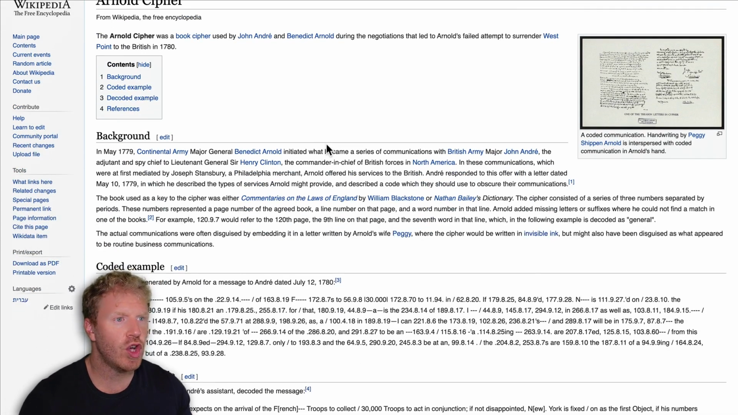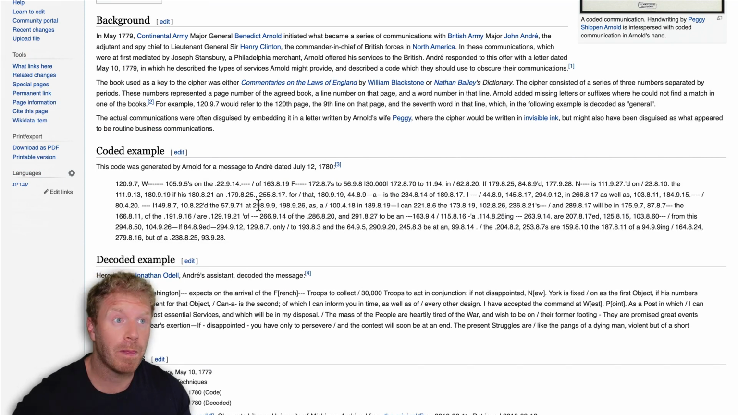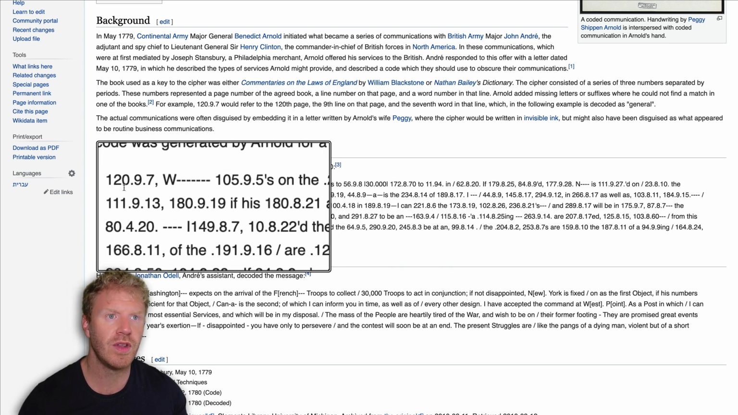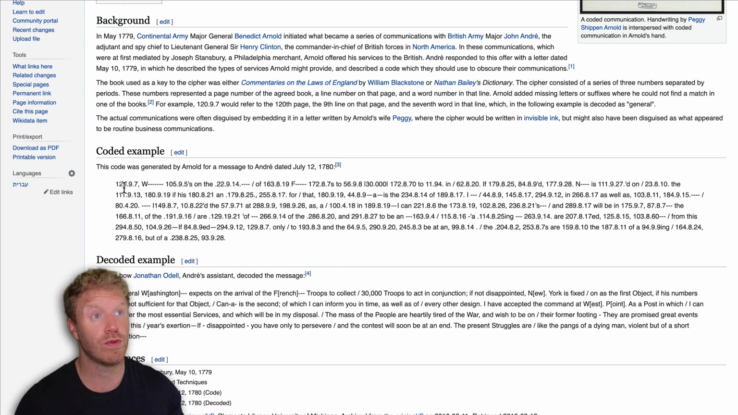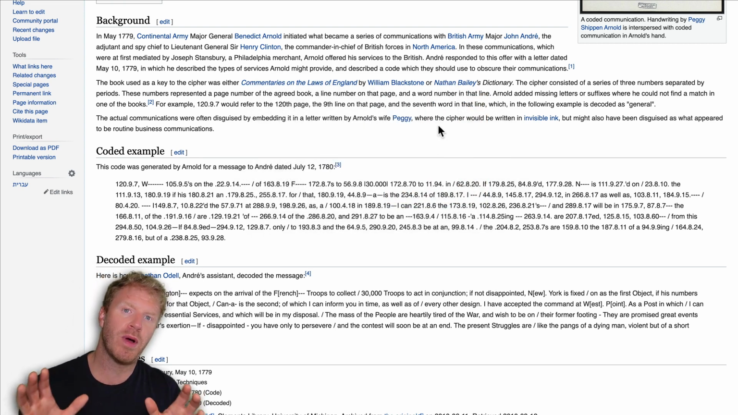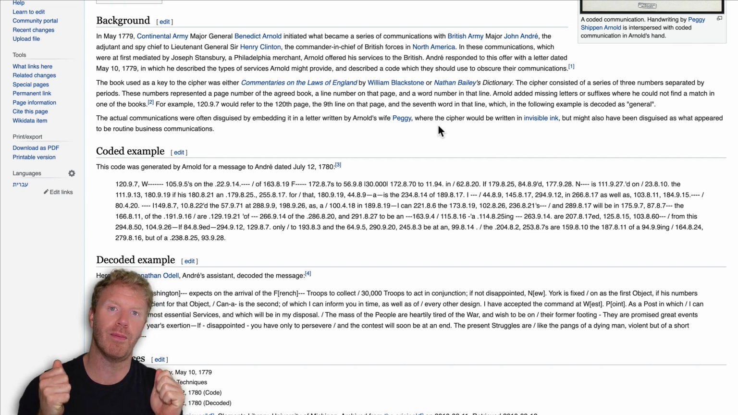Now, let's actually have a look here at an example of a communication. You can see here it's a series of numbers and letters. The idea of the Arnold cipher is that you possess a book, some plain text source. In the original communications, either Commentaries on the Laws of England or Nathan Bailey's dictionary were used. Now, both parties need to have a copy of the book.